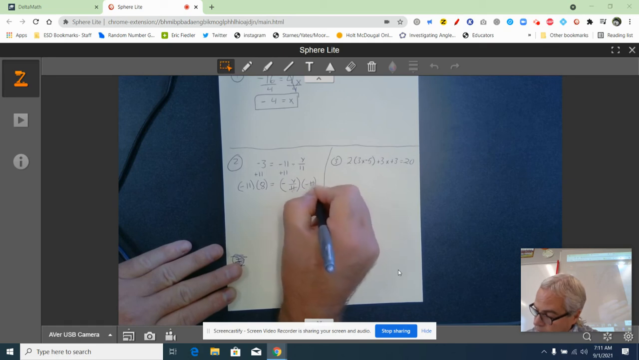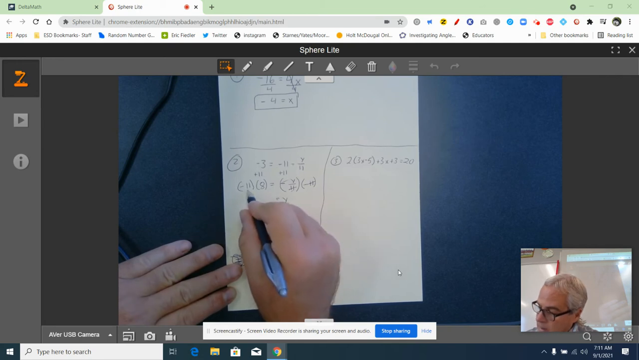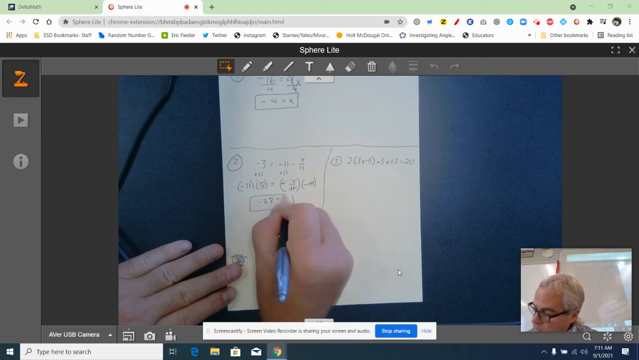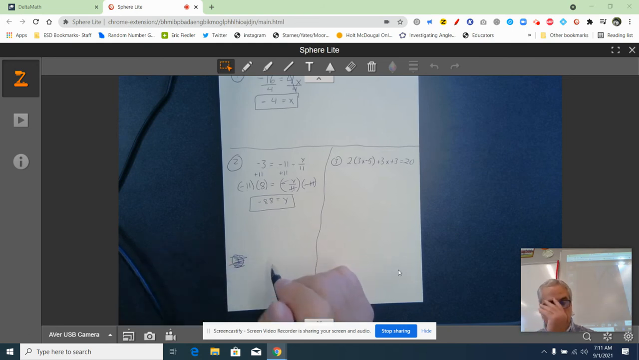The 11s cancel. Negative times a negative is a positive, so those are gone. And so what I'm left with is y. And then negative 11 times 8 is a negative 88. Okay, so right here, when we got to number 2, this might be a question that we need more practice with. So just be prepared for that.